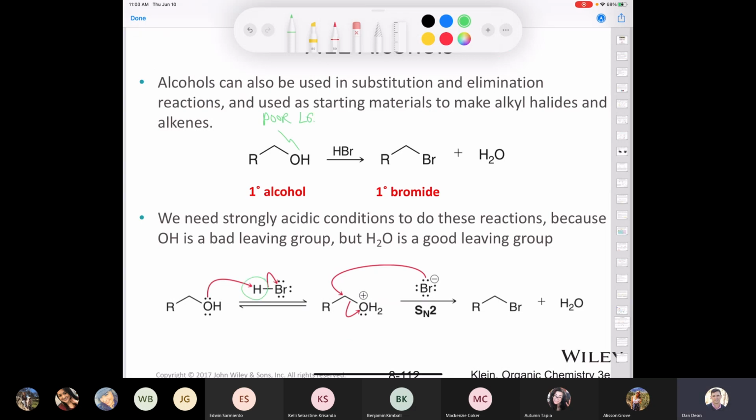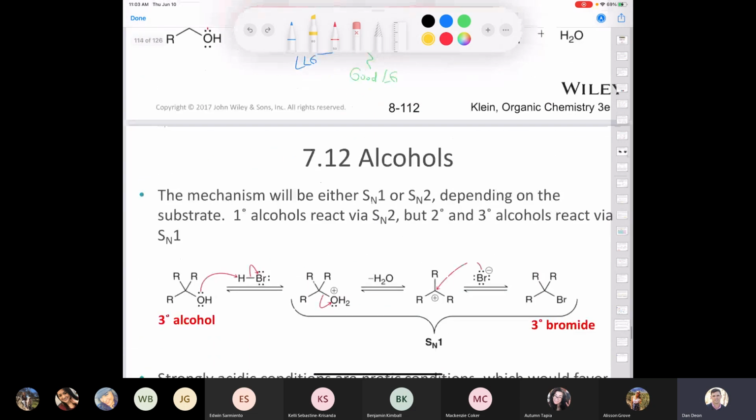But if I protonate it with a strong acid like HBr, now I convert it into a good leaving group. And so the bromide can come in and act as a nucleophile. I get my nucleophilic attack and my loss of leaving group occurring, and I make an alkyl bromide. So it's an SN2 reaction. So that is a reaction that you want to have in your bag of tricks, right? Taking a primary alcohol, converting it to a bromide using just HBr.